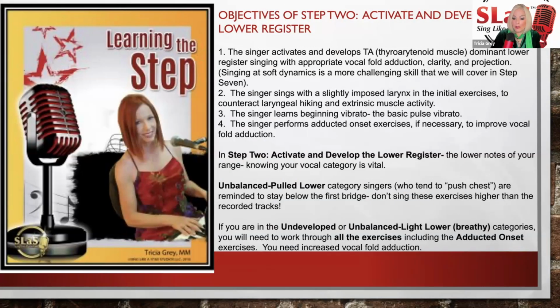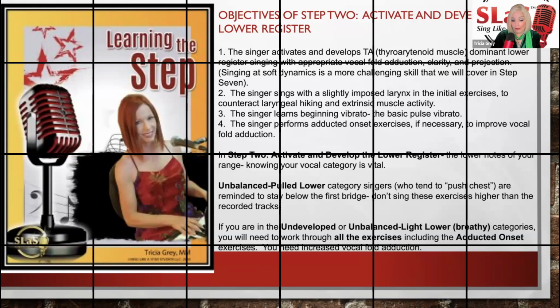If you are in the undeveloped or unbalanced light lower, that is breathy, categories, you will need to work through all of the exercises, including the adducted onset exercises. You need increased vocal fold adduction.